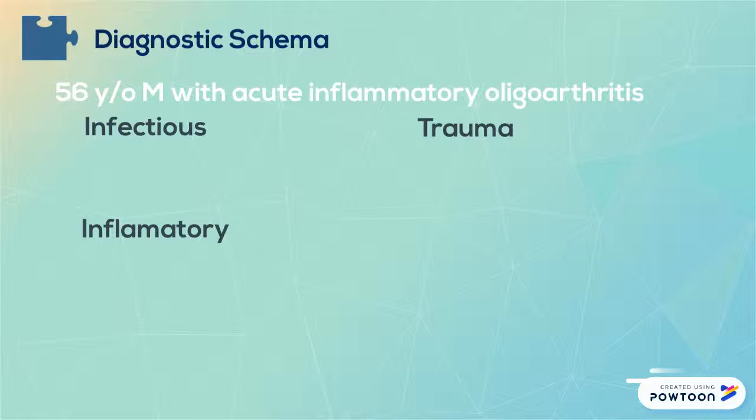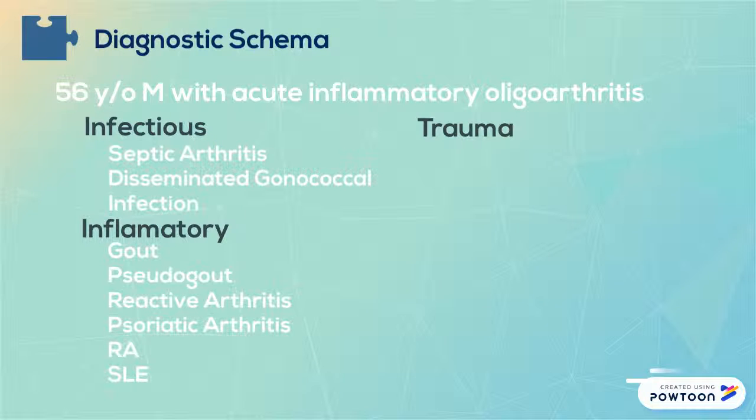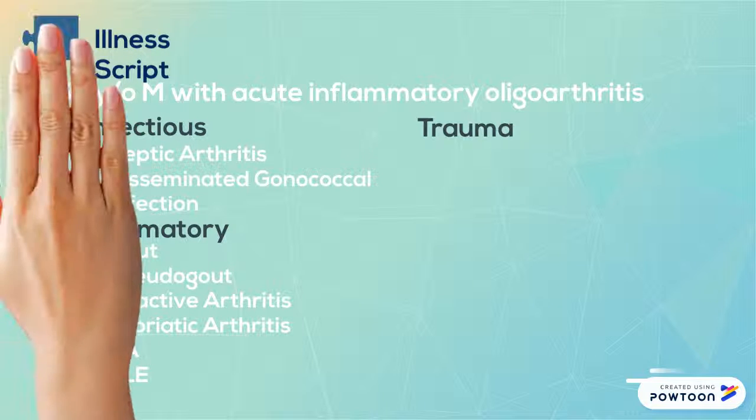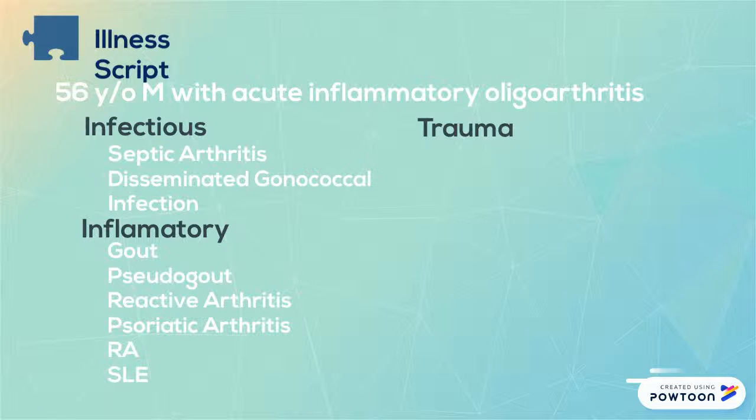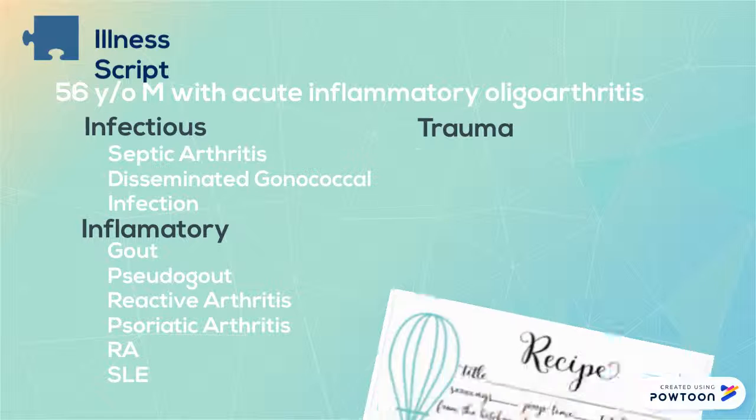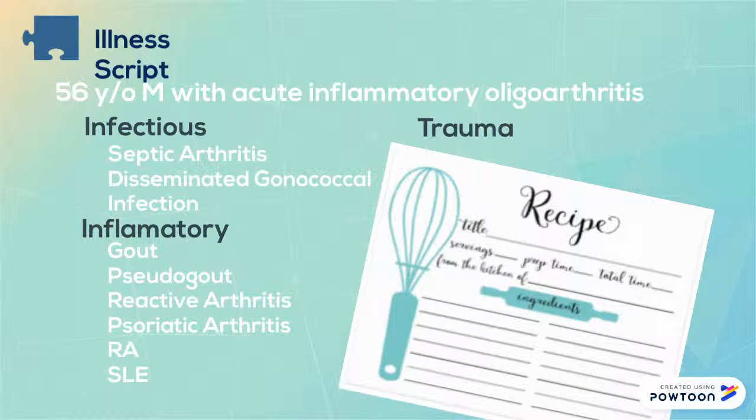Let's go back to our example. These could be potential major categories, and under the categories, you could then list your differential diagnosis. Now you can see that our list got much better. Now for our third step, the illness script, you're basically going to compare the recipe cards for the diseases that you have here and your patient. If it matches, boom, you have a diagnosis.